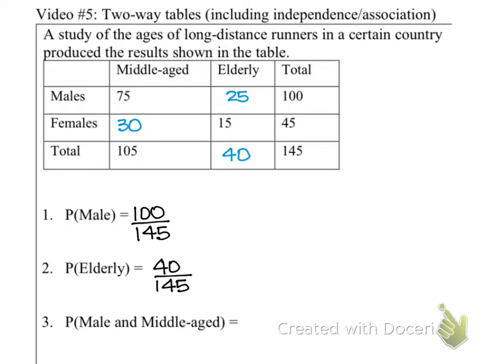145 total people in this information that's given to us. Okay, and then continuing on, we have male and middle-aged. So we want to figure out where male and middle-aged actually collides. Well, male and middle-aged, that's going to give us that 75 right there out of a total of 145 people. So we're going to do 75 out of 145. Again, it can be simplified. Write it as a decimal, simplified fraction, or percent. You can even leave it as 75 over 145.